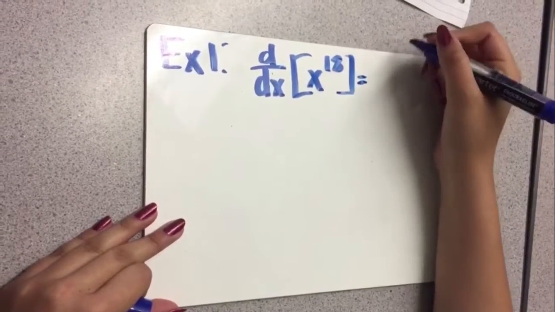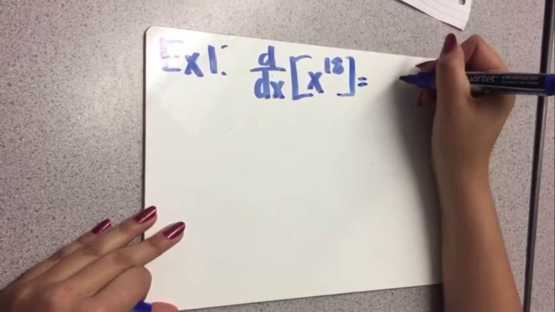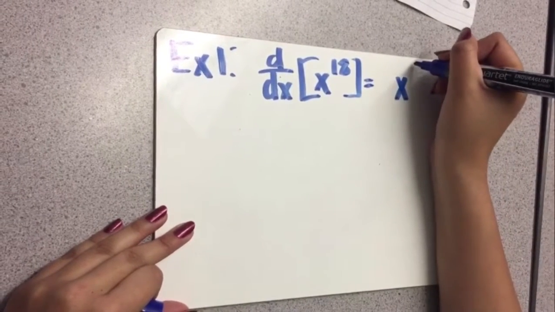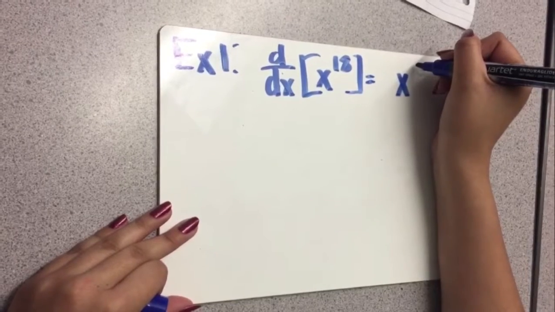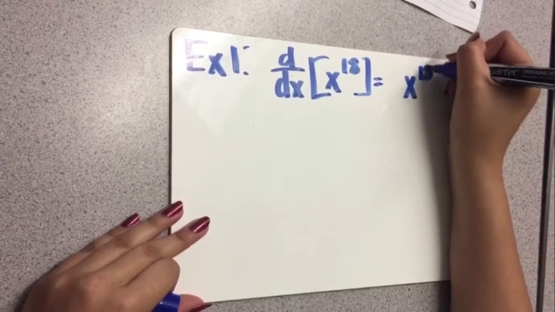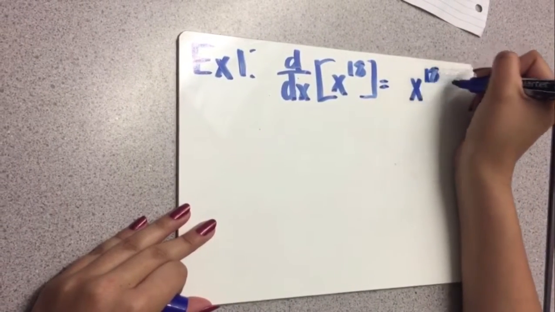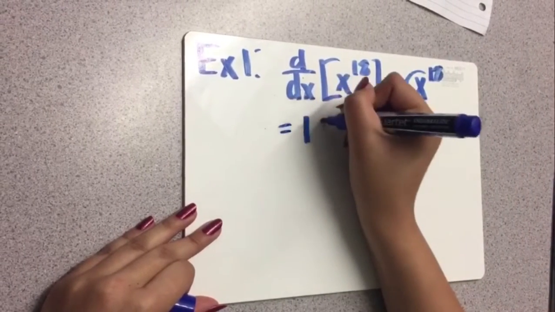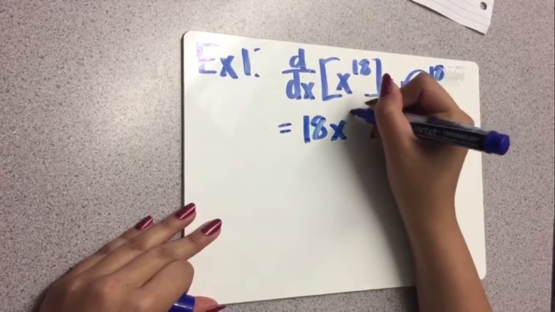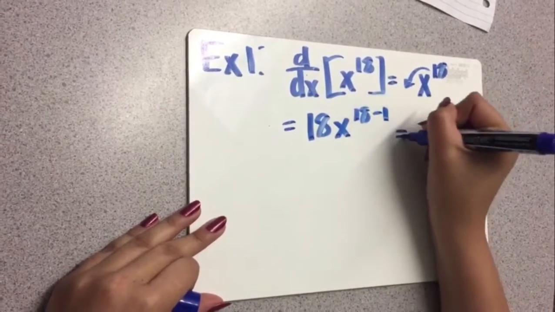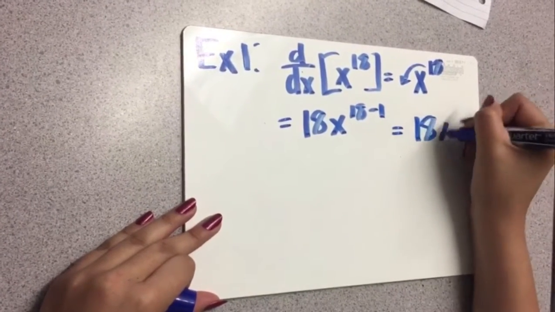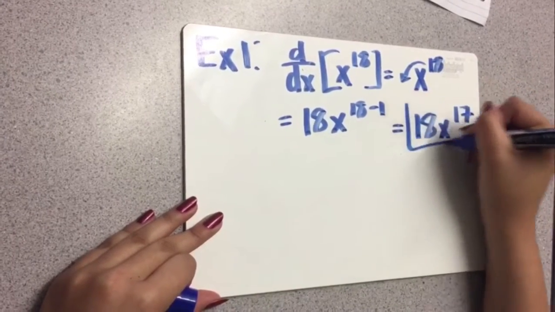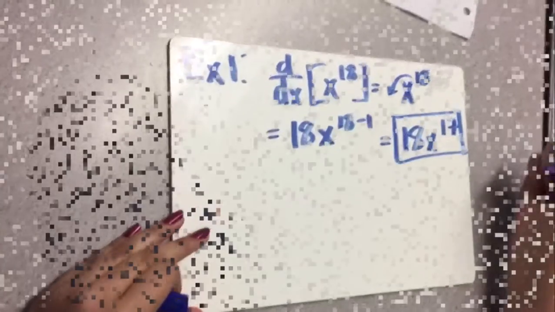To solve this problem, what you have to do first is bring down the power to the front. So in this one, we would bring down the 18 in front of the x, and it would give us 18x. Next, you would have to subtract the 18 by 1. It would give us 17. So your final answer would be 18x to the 17th power.